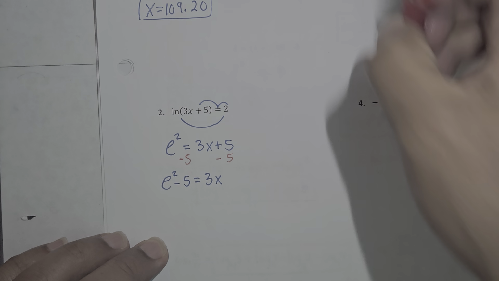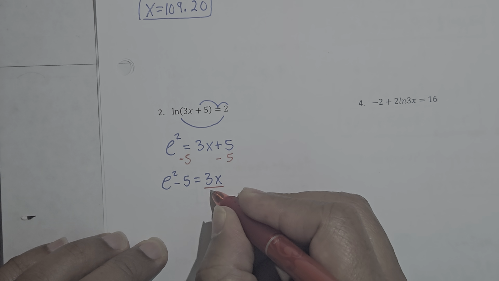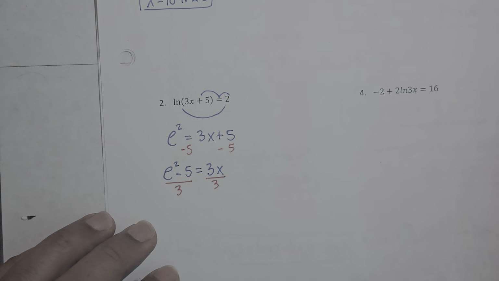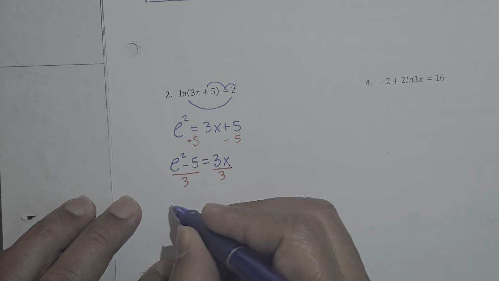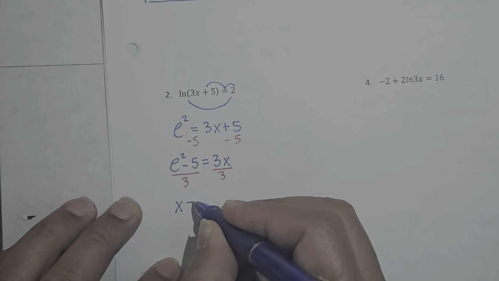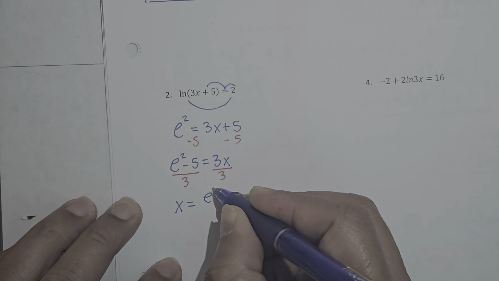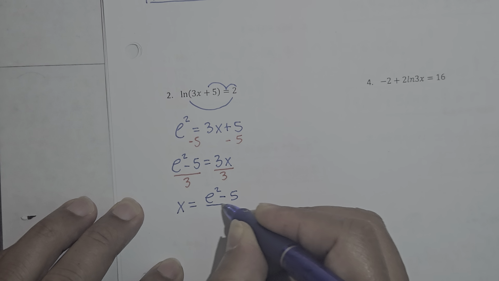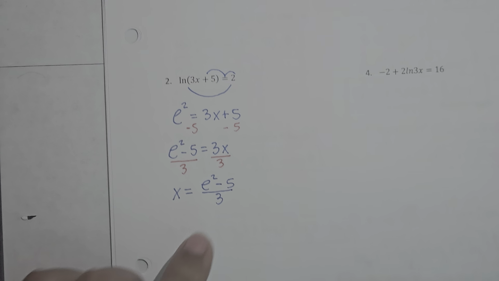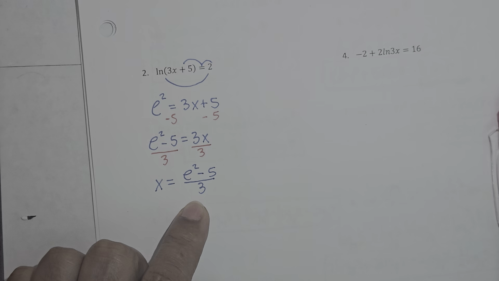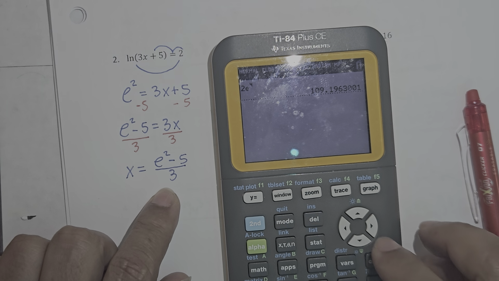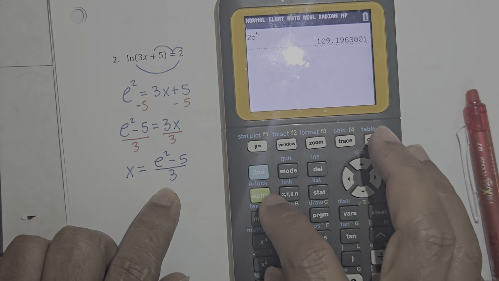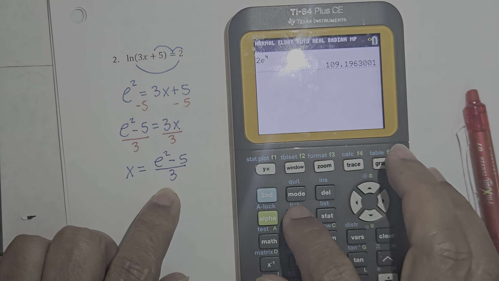From there, we divide by 3. But notice that I'm going to divide the whole thing by 3, because I'm going to enter this in the calculator. Then we have the x. I'm going to switch the x to this side. It means the same thing. So this is e squared, the natural number e squared, minus 5 over 3. From here, I'm going to go to the calculator, and I will be using the alpha key so I can get a fraction. I'm going to press the alpha key, and then this key there.